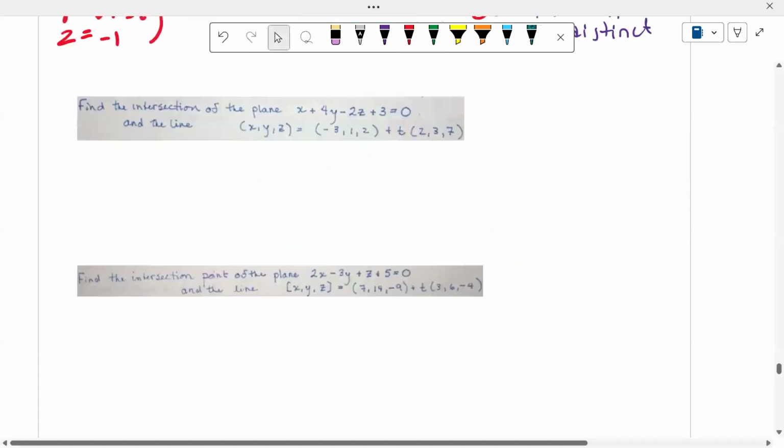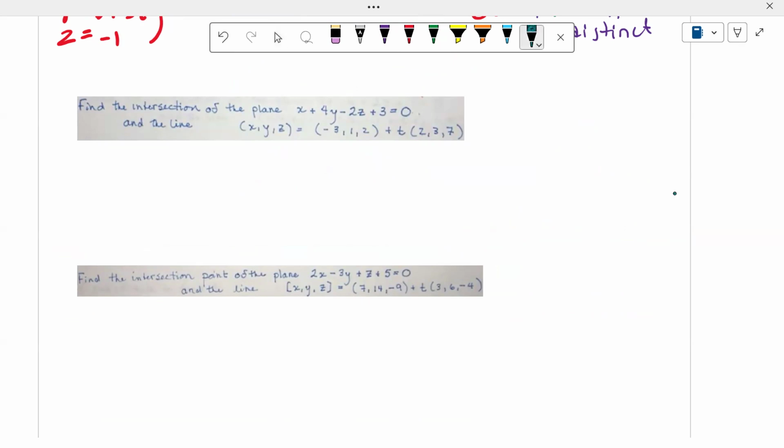The next question says, find the intersection of a plane and a line. Again, it tells you that there's an intersection, but it doesn't tell you what kind of intersection. So the first thing I'm going to do is take the dot product m times n to see if this is equal to 0. When I multiply these, I get 0. So what does that mean? That means the line is parallel to the plane.